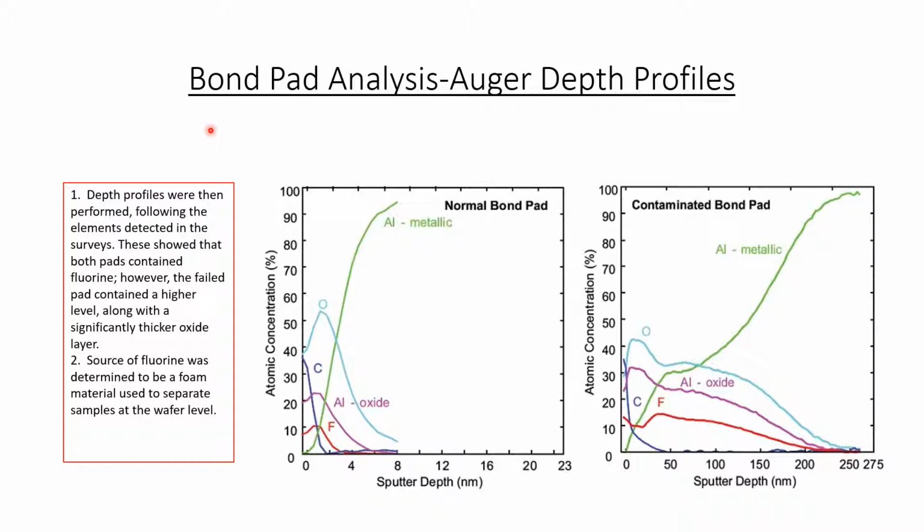Depth profiles were then performed on both the good bond pad and the contaminated bond pad, following the elements that were detected in the survey. These showed that both pads contained fluorine. However, the failed bond pad contained a higher level of fluorine, maximum about 15% as opposed to 10% here, along with a significantly thicker oxide layer. And this is probably the real issue, this thicker oxide layer. But the source of the fluorine was determined to be a foam material used to separate samples at the wafer level.